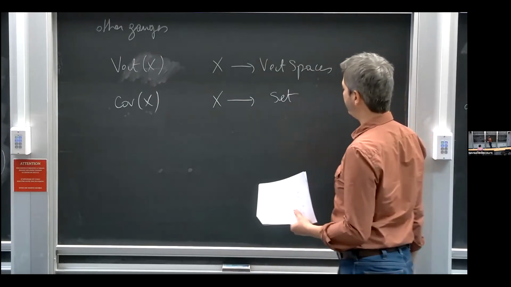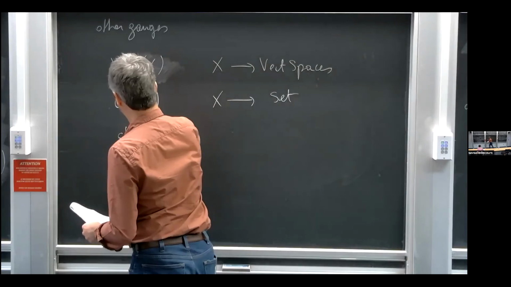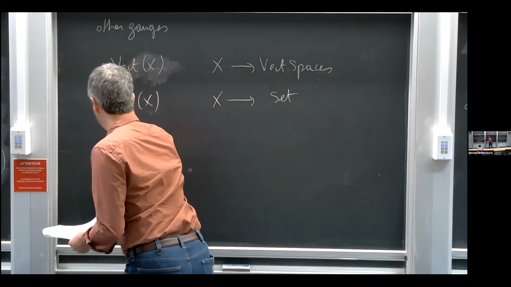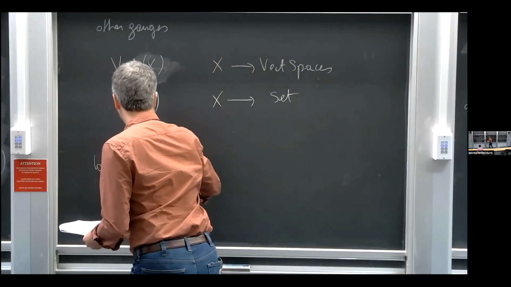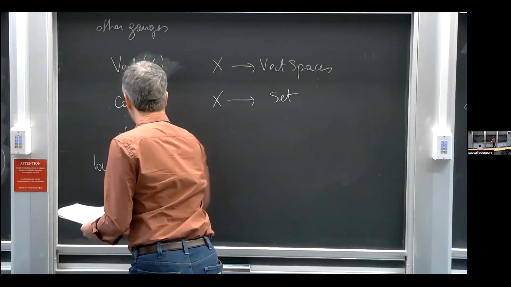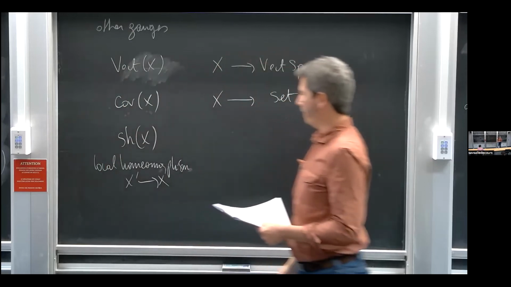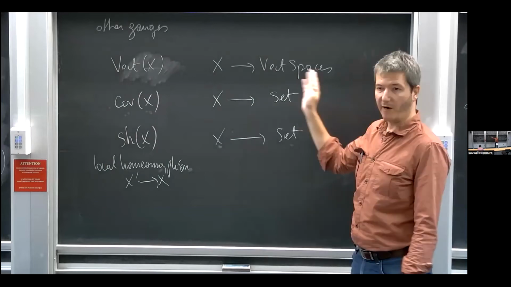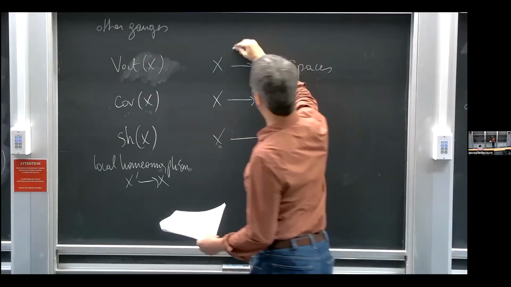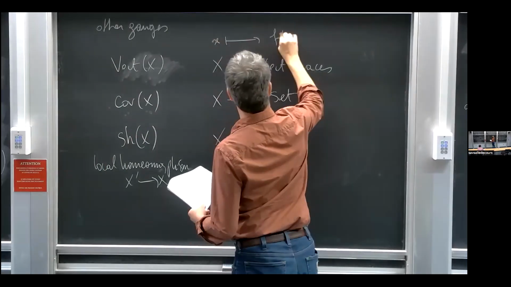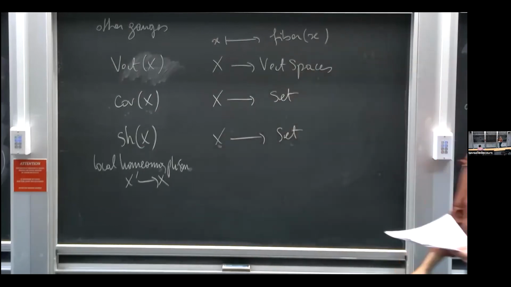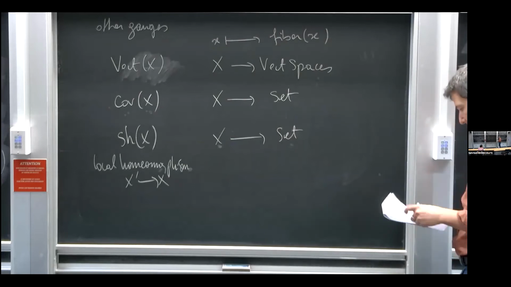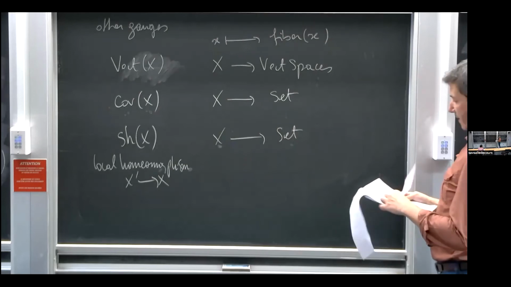I can look at sheaves over my space, which are local homeomorphisms over X. And again, this looks like some kind of function, continuous function from my space to set. And every time the idea is to look at the fiber of what is there. So I send X to the fiber of my map at X. There's another thing that I can do.